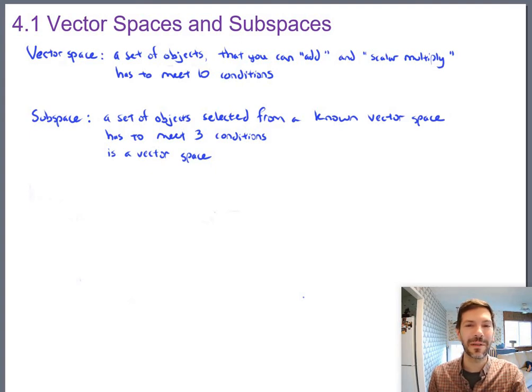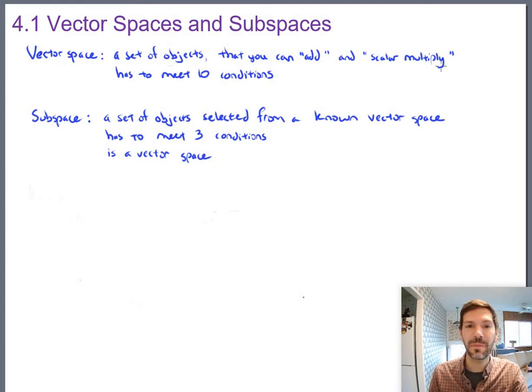It's a set of objects. Those objects are usually going to be mathematical type things, numbers and variables. They don't have to be. You have to have some way to add them and some way to multiply them by a scalar. I put those two things in quotes just because addition, even if you are working with numbers, doesn't have to mean normal addition that we've always thought of.